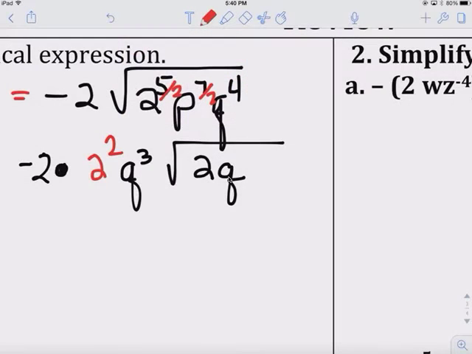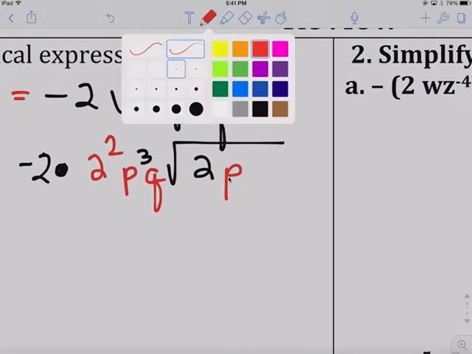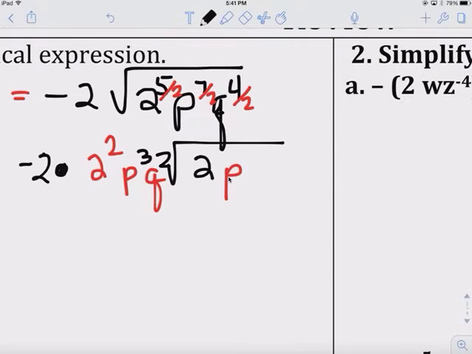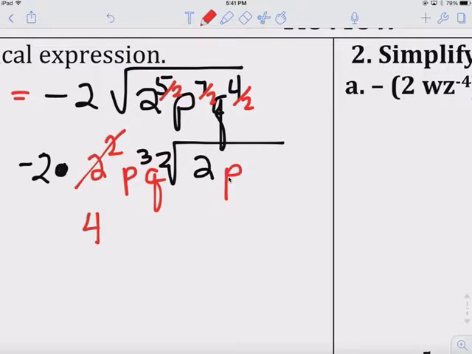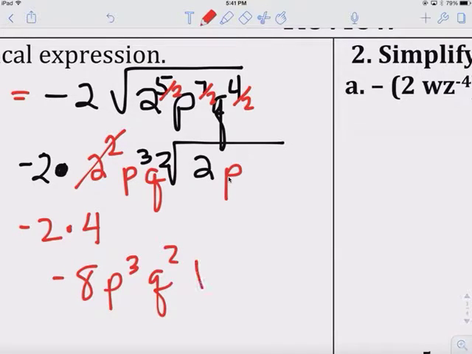The last one is divide by 2. It's 4, there's no remainder. Oh, I'm sorry, this would have been p. P inside, and then q, there's no remainder. So it's just p to the 2nd. Okay, order of operations says to do exponent first. That's 4 times this -2. You got -8, p to the 3rd, q to the 2nd, and what remains inside the radical is 2p.